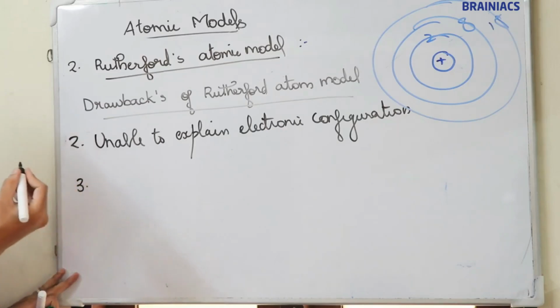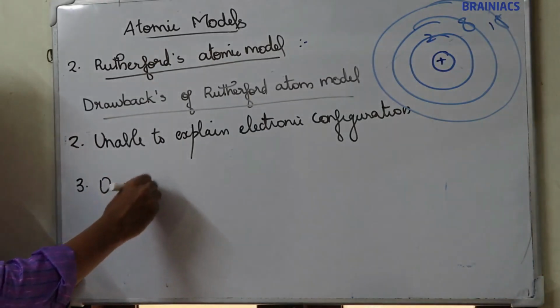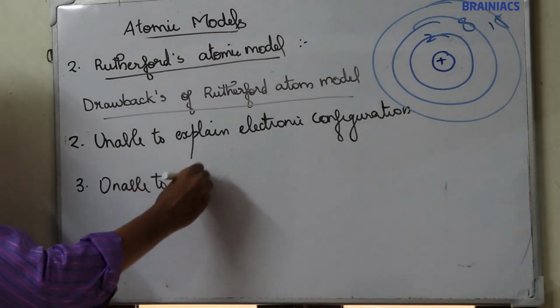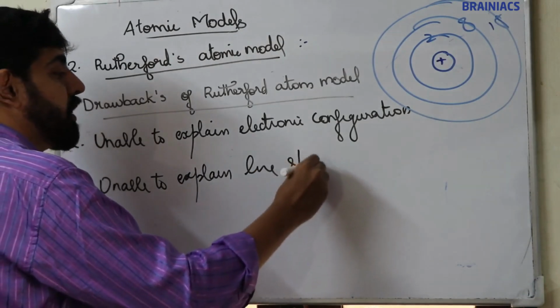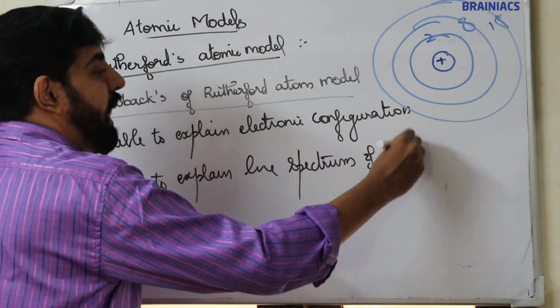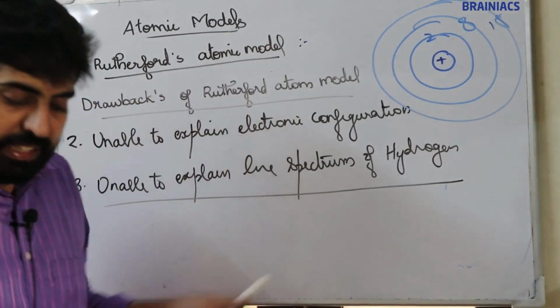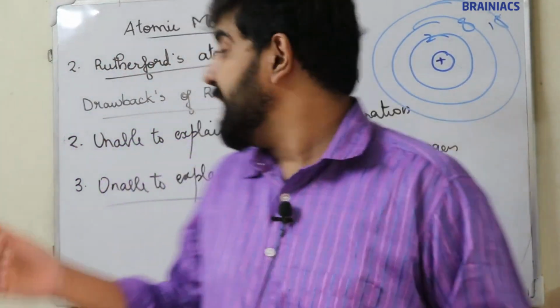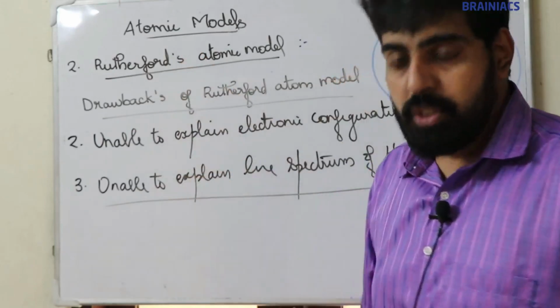Now moving on to the last drawback: unable to explain the line spectrum of hydrogen. That I will explain later. Actually, we have to study this in detail in the Bohr model, so I will explain it later. So these are the drawbacks of the Rutherford model.